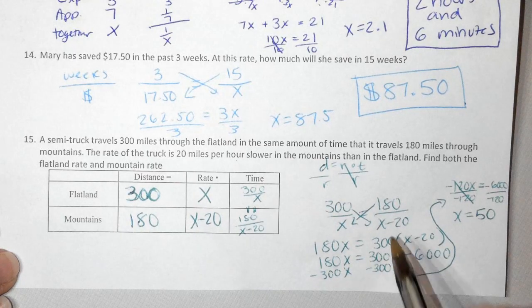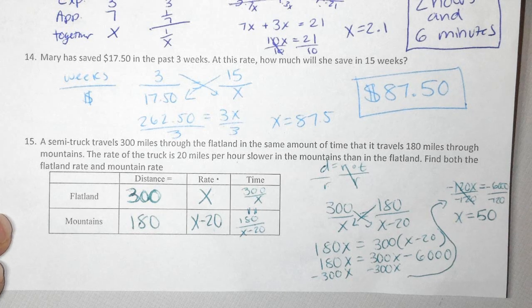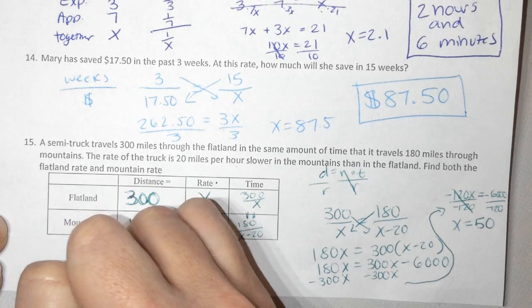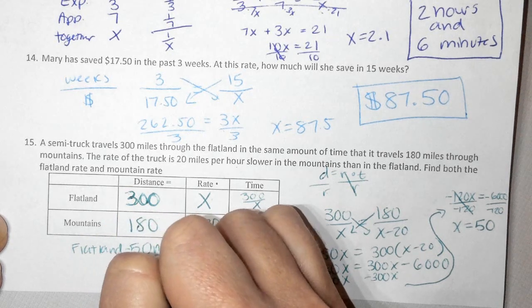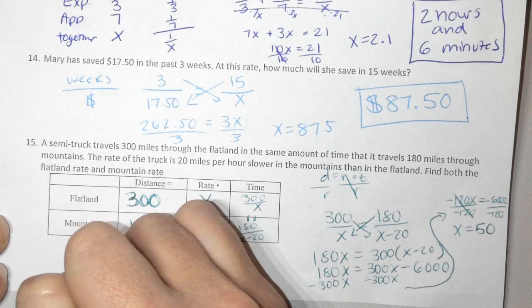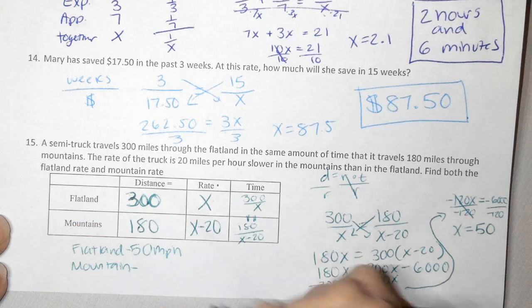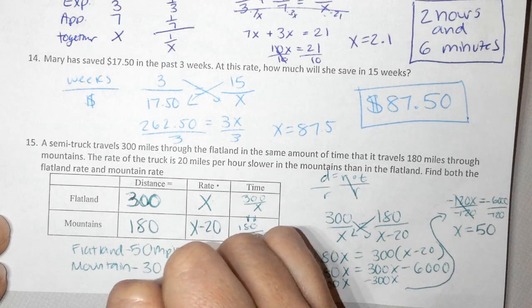Find both the flatland rate and the mountain rate. So what's the speed in the flatland and in the mountain? Well, x is the speed in the flatland, and x is 50, and we write speed in miles per hour. And then the mountains is x minus 20. So 50 minus 20 is 30, and then miles per hour.